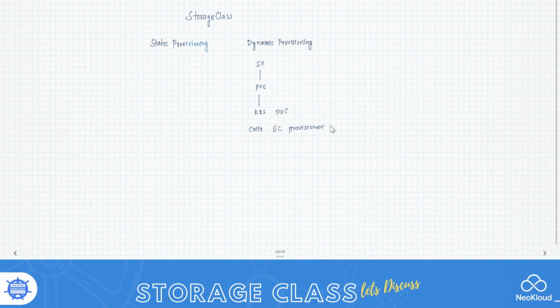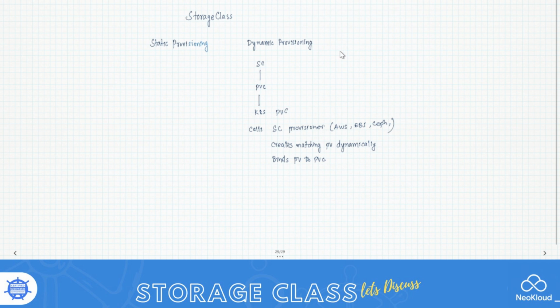We'll see in the YAML file that there are many plugins available, like AWS, and then it creates a matching PV dynamically and binds the PV to the PVC. Storage class doesn't create a PV by itself. The PVC triggers the volume creation using the instructions defined in the storage class.